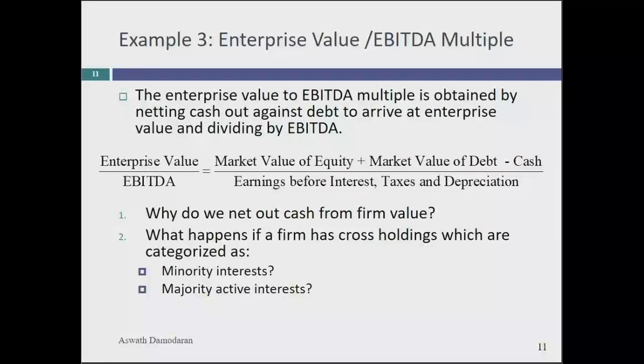I have no problem with people using this multiple. But whenever I run into an analyst using this multiple, I ask a question, and I almost never get the right answer. So I'm going to throw the question at you. If you look at the numerator, I have equity plus debt minus cash. Why do I net cash out of the numerator when I do this multiple? Want to try? Why do I net cash out?